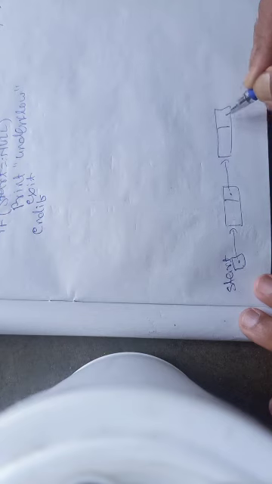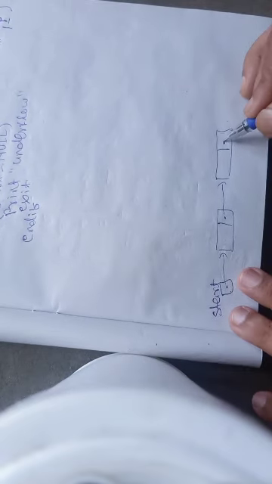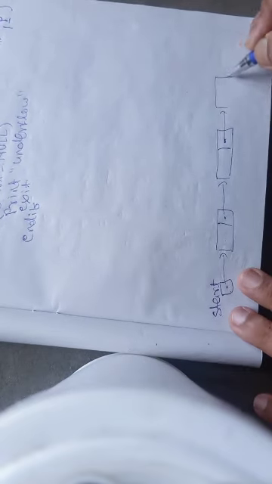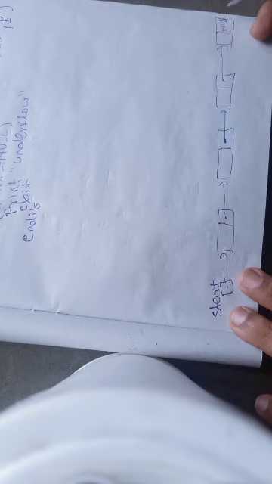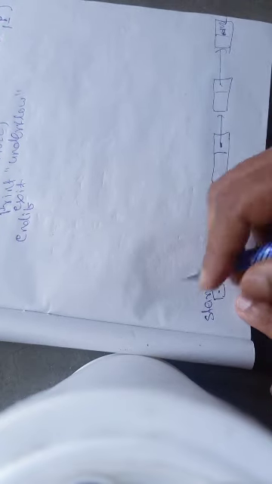Now this is the second node, then the third node, and let's say this is the fourth node, and let us assume that this is the last node, null. This is null, which means it is the last node. Now suppose we want to remove the third node, the position p equal to 3. So we have to remove the third node.